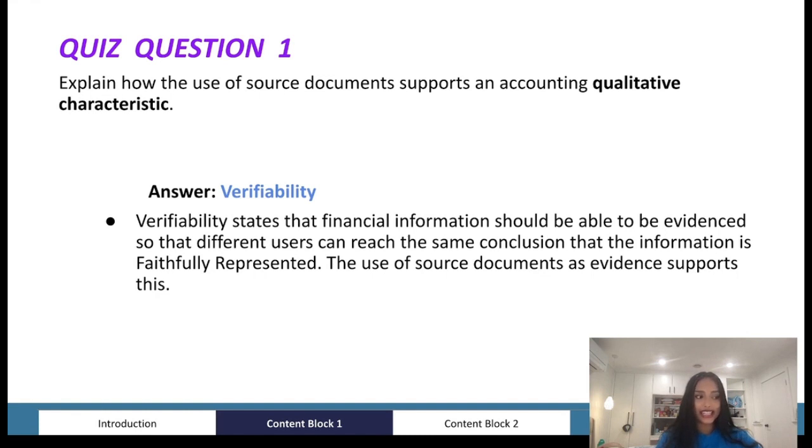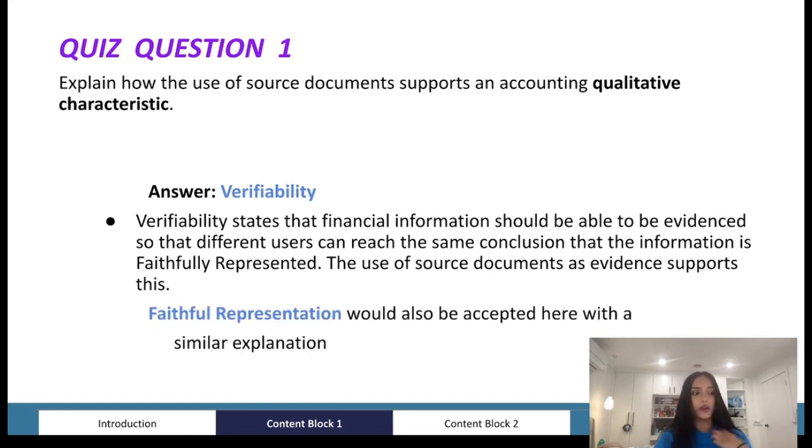And as you can see in this response, I've hit all 3. So I've stated the term, I've defined the term, and I've linked it back to the question. And actually, this was a bit of a trick question because faithful representation would have also been correct here. Either or would have been fine, but it would have just been a similar explanation. So there are questions like that where it could be either characteristic, but you just need to pick the one that makes the most sense to you.